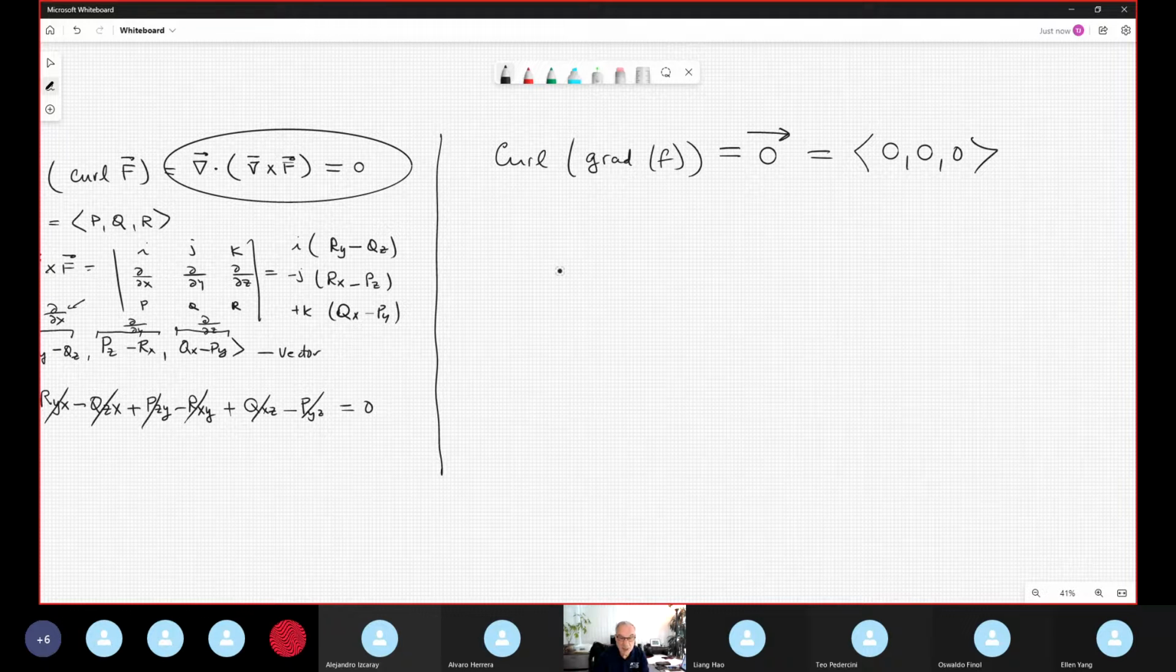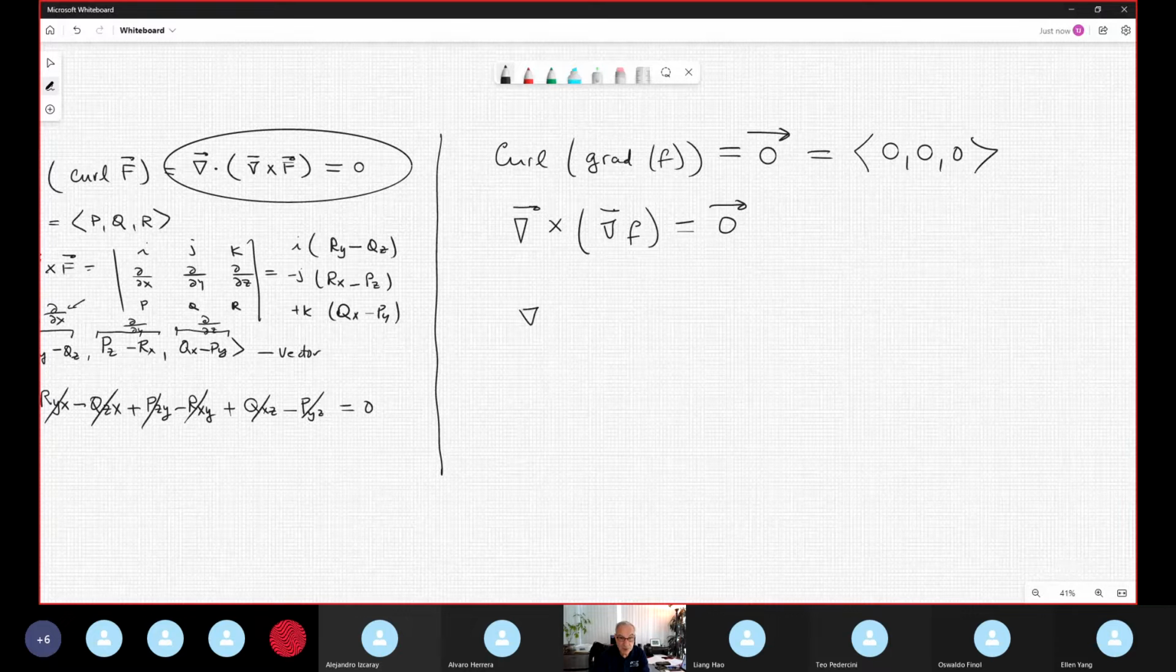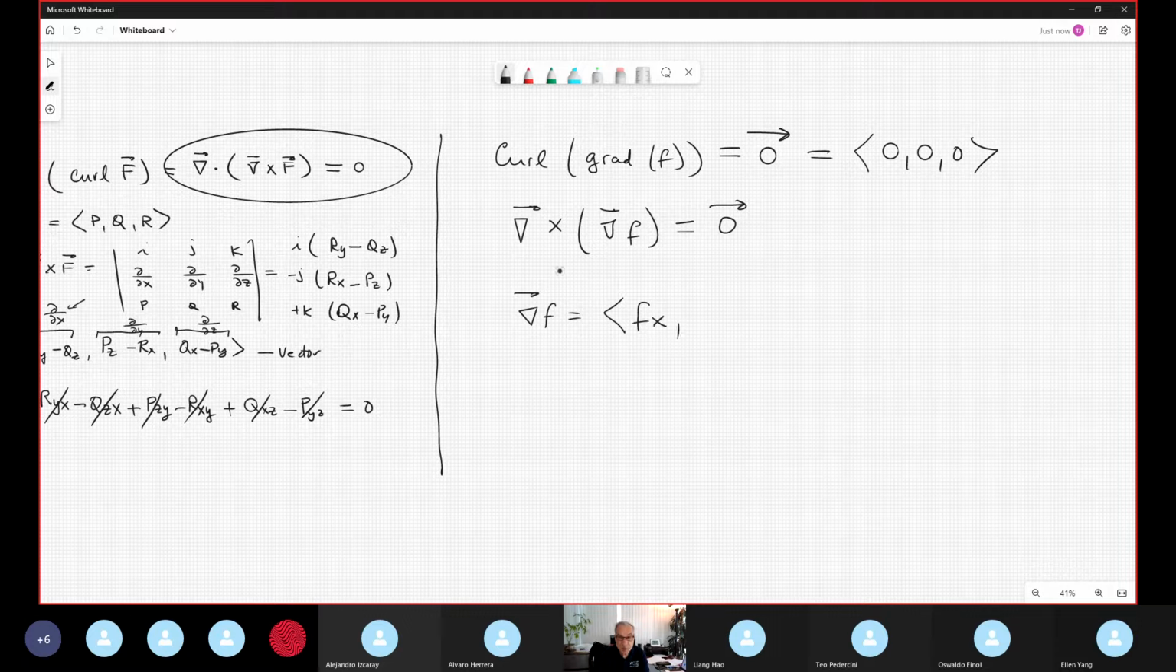Okay, let's compute. The convenient del notation: the curl is the cross product of del with f, and it equals the zero vector. Let's look at del first, the gradient. The gradient by definition is partial with respect to x, comma, partial with respect to y, comma, partial with respect to z. f is the hypothetical scalar function. You compute the gradient, bam, and you get a vector.